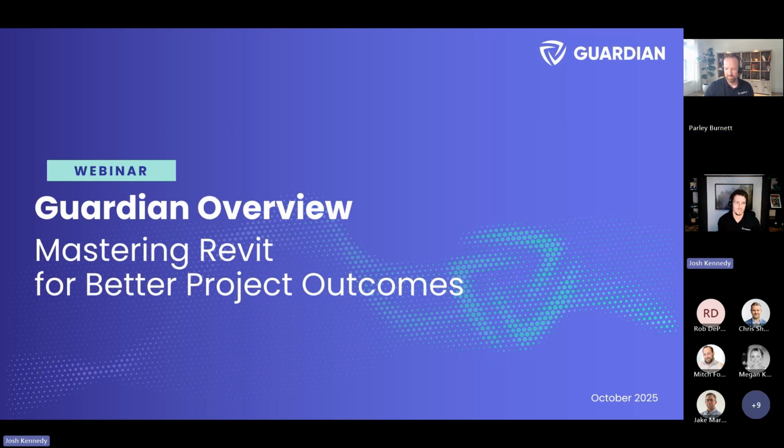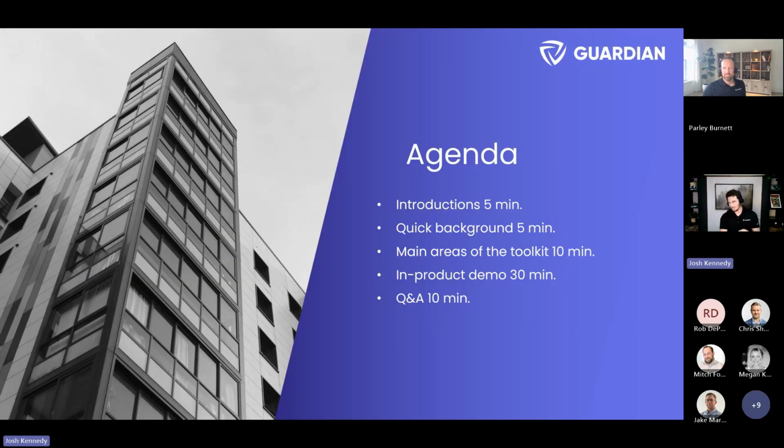We'll walk through a couple slides. We will get in product and show you how the tools work. But before we do that, wanted to give a quick agenda. So we'll go through introductions. I'll pass it over to Parley, who will be presenting with me today. Parley will share a little bit about the history of Guardian, why he built the company and started it, and where we're at today. We'll talk about some of the main areas of the toolkit via PowerPoint, and then we'll spend the majority of the time in product, showing you in Revit how some of these tools work. And we'll try and save some time at the end for any questions that might come up along the way.